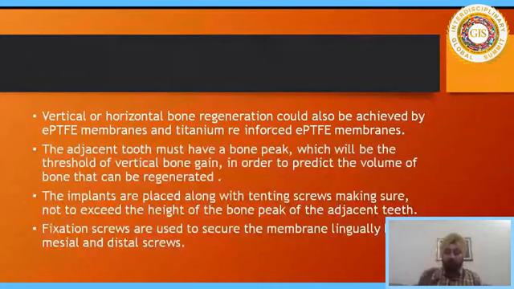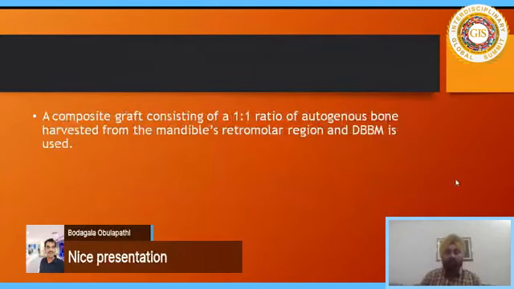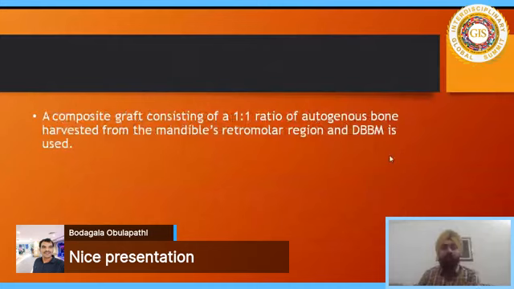The implants are then placed along with tenting screws, making sure not to exceed the height of the bone peak of the adjacent teeth. Fixation screws are also used to secure the membrane lingually by mesial and distal screws. And a composite graft consisting of a 1:1 ratio of autogenous bone harvested from the mandible retromolar region and DBBM is used. This is the technique by Dr. Istvan Urban.